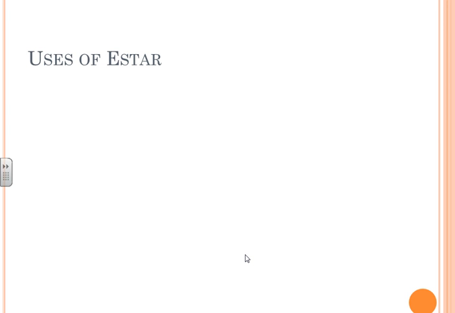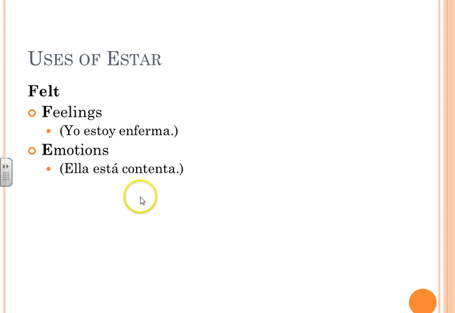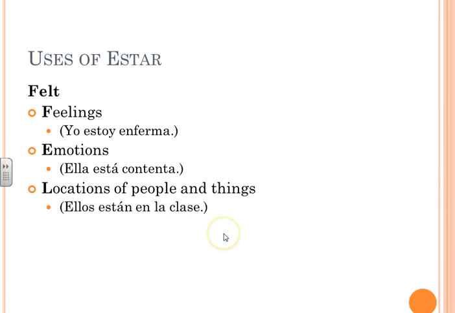Okay, uses of the verb ser, or excuse me, the verb estar. Before we had uses of the verb ser, DR. OE, this time our acronym is going to be FELT. F stands for feelings. Yo estoy enferma, I'm feeling sick. It can be also emotions. Ella está contenta, she is feeling happy. E is location of people and things, but not events. Remember, events goes with ser. That's the E in DR. OE. Location of people and things. Ellos están en la clase.